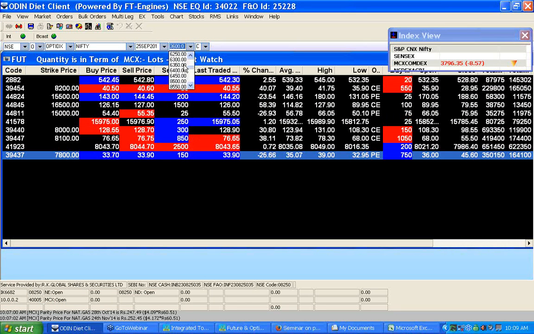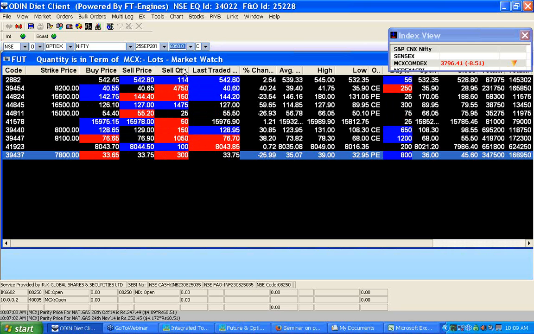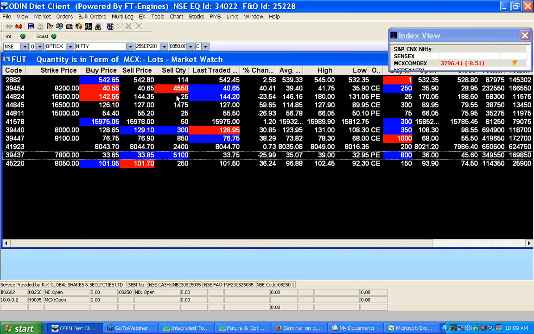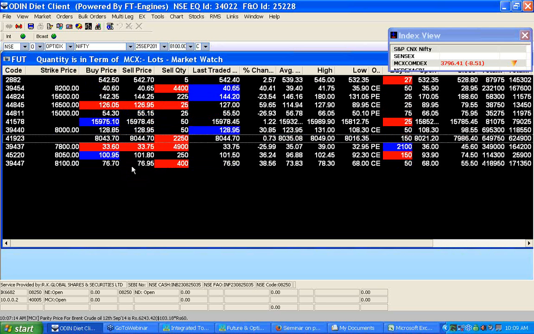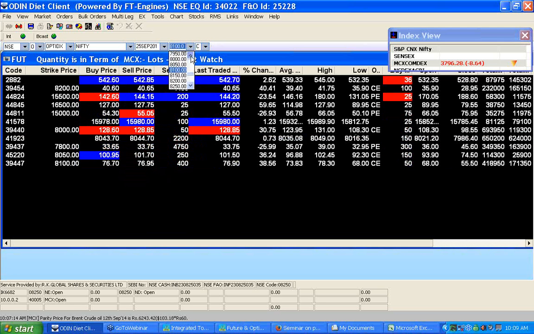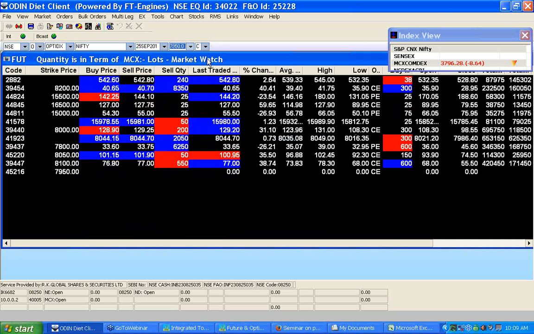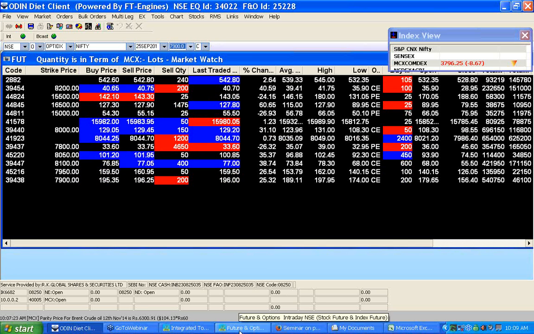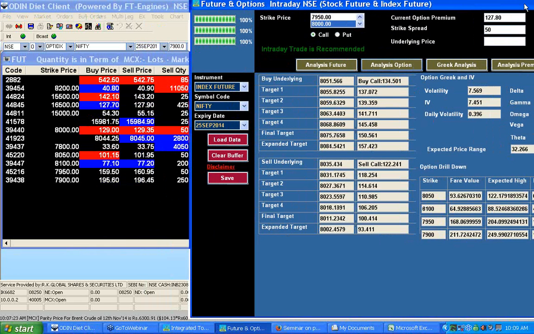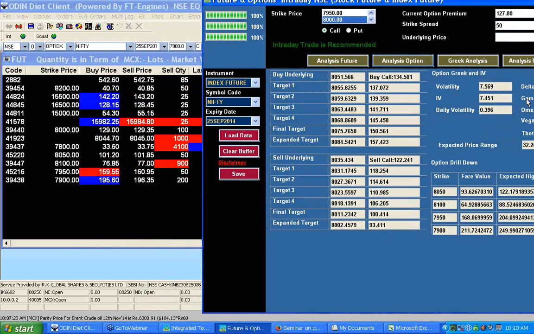So 8050 call option I am adding, 8100 call option I am adding, the 7950 call option, and I am also adding the 7,900 call option. So let me see if any arbitrage opportunity is present here.